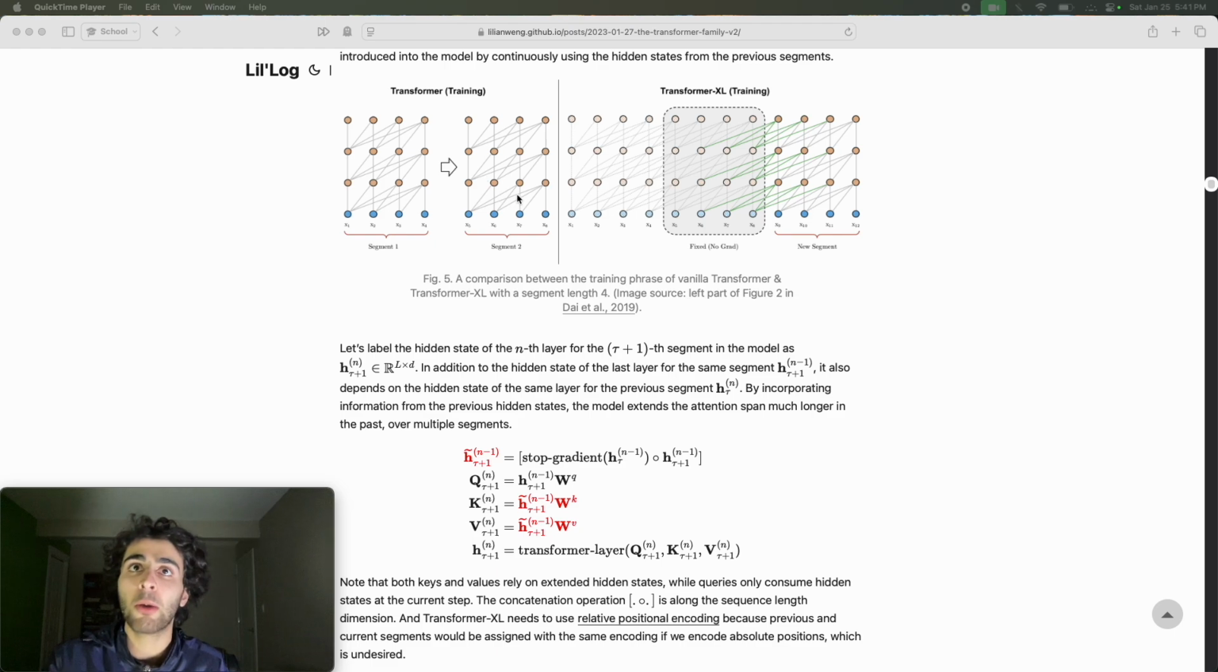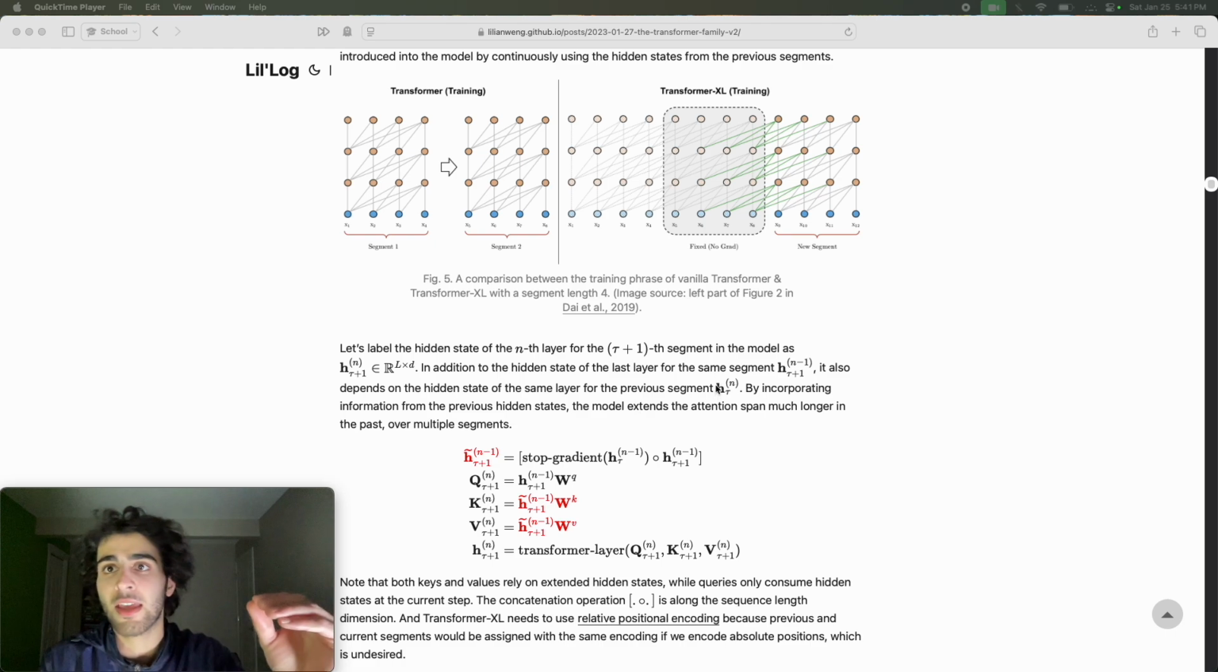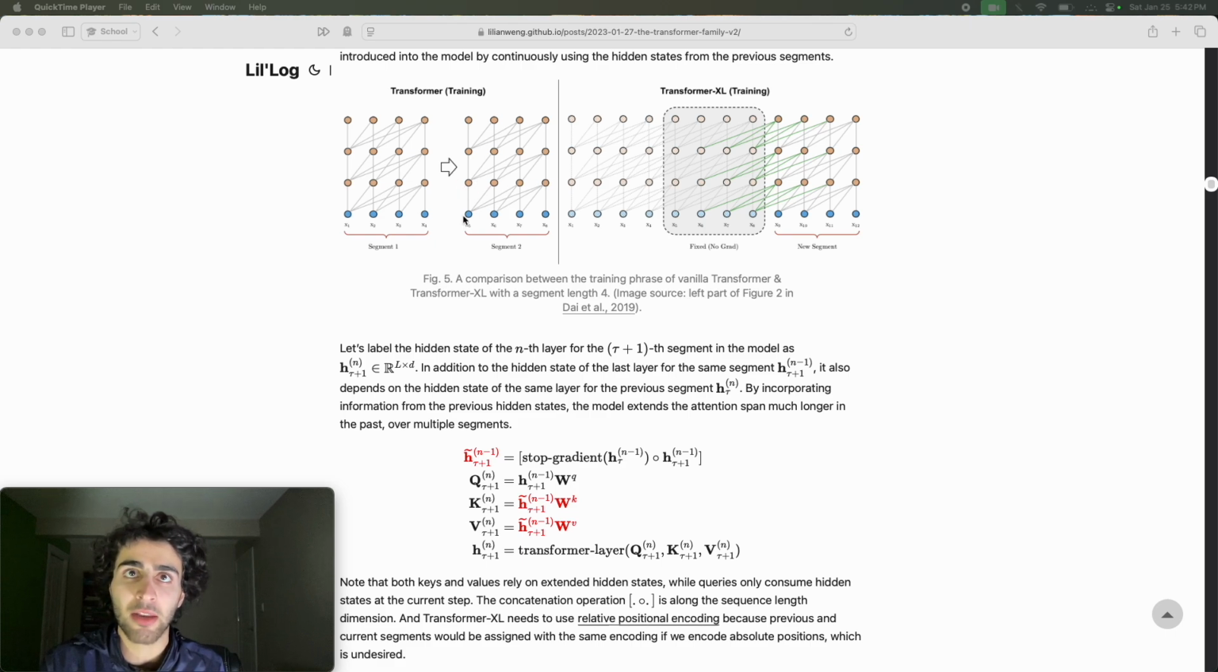However, we also preserve the lateral dependency. So let's see what they say here. It also depends on the hidden state of the same layer for the previous segment, h tau minus 1 of n, which is still hidden state 1. So what we're saying is that this hidden state is dependent, of course, on the token embedding, but also on the n equals 1 hidden state of the segment, which is one segment behind.